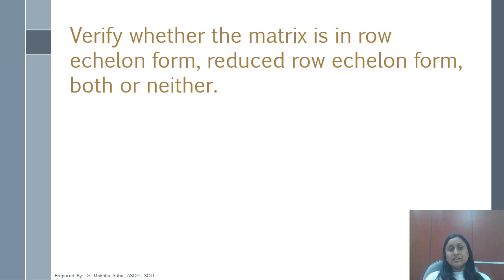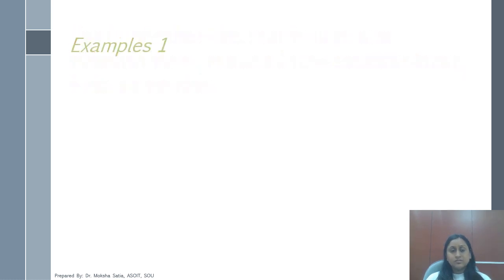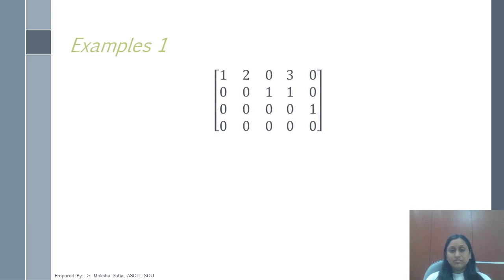Now let's see examples of reduced row echelon form and row echelon form to enhance our knowledge. For that, verify whether the matrix is in row echelon form, reduced row echelon form, both or neither. So here is our first example. This is the matrix which we need to verify whether it is in row echelon form, reduced row echelon form, both or neither.